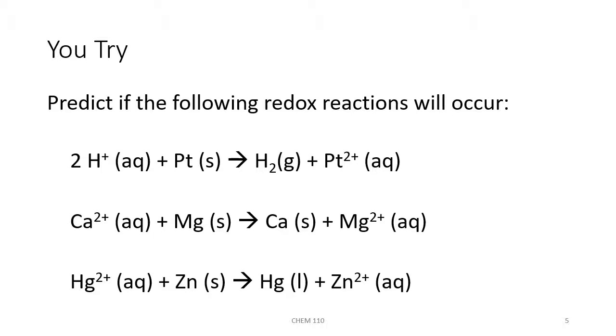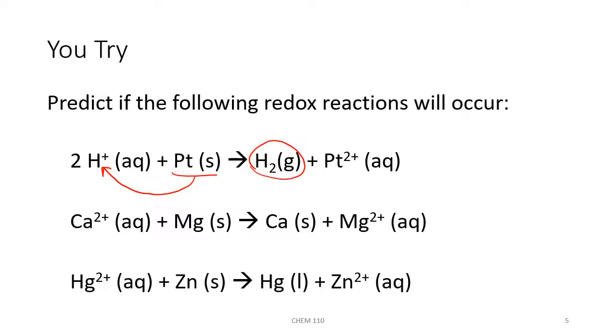Predict if the following redox reactions will occur. In our first one, we have hydrogen ions and platinum solid. Can platinum take the place of hydrogen in solution and cause hydrogen ions to be reduced to H2 gas while the platinum gets oxidized? So we want to locate our platinum solid and our hydrogen ions on our activity chart.